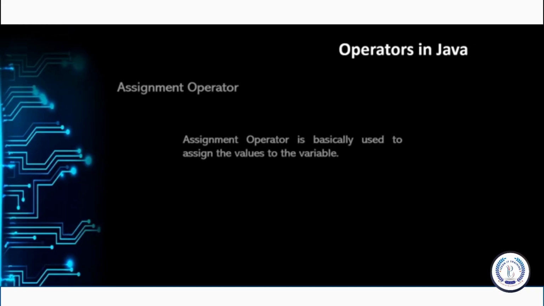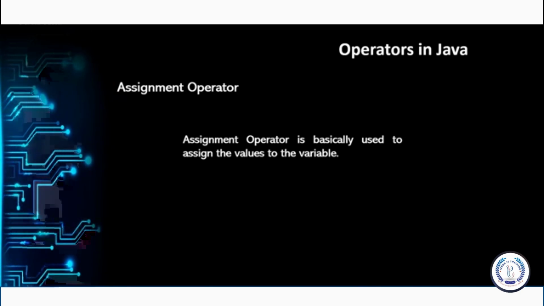Now, let us move ahead and understand the next type of operators, which are the assignment operators. The assignment operators used in Java programming language are simply used to assign the resultant value into the variable which is located on the left side of the operand. The basic assignment operators used in Java programming language are equals to and double equals to.